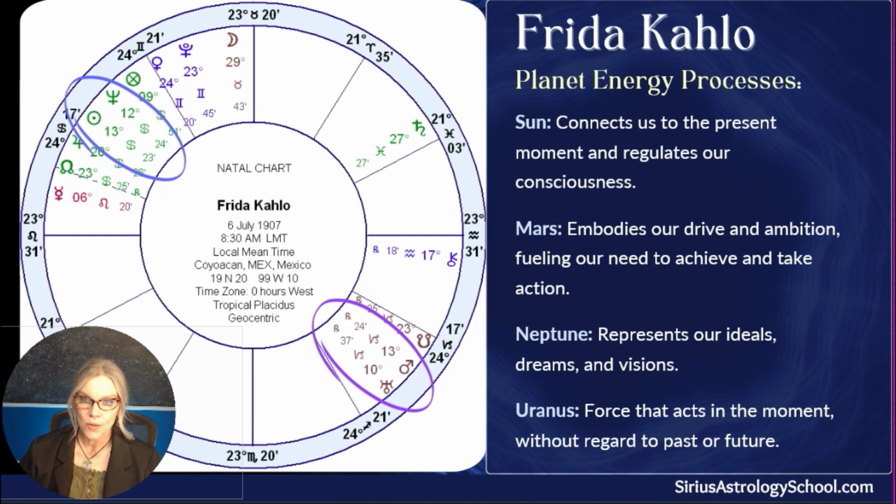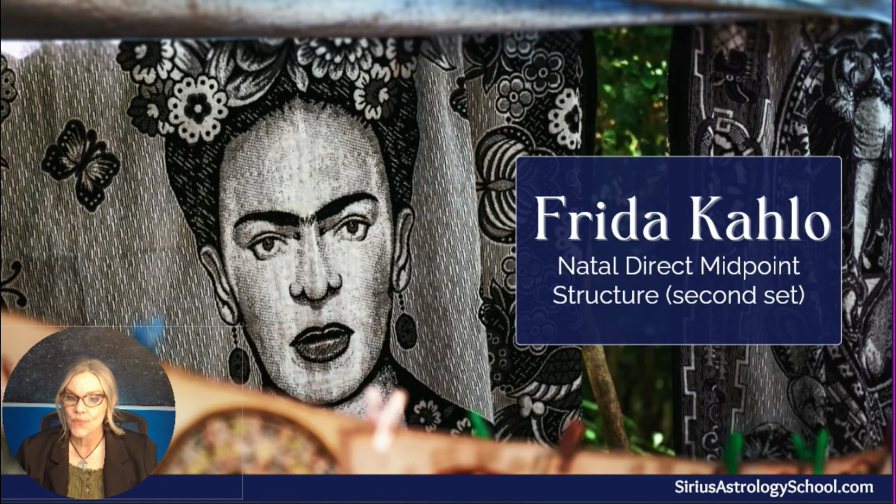So the Sun connects us to the present moment. It regulates our consciousness. Mars embodies our drive, our ambition. It fuels our energy to achieve and to take action. Neptune represents ideals, dreams, and visions, and Uranus is the force that acts in the moment without regard to the past or the future. It is a spontaneous energy. It's the desire to spontaneously do something. And what is it wanting to do? It's wanting to chase after the dream. That's the Mars-Neptune. So this is what Uranus is propelling Frida to do, to chase after her dream, to chase after her Mars-Neptune sun.